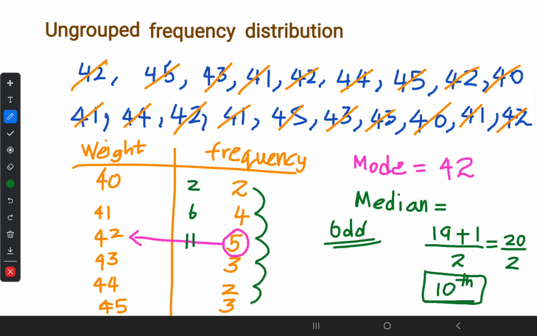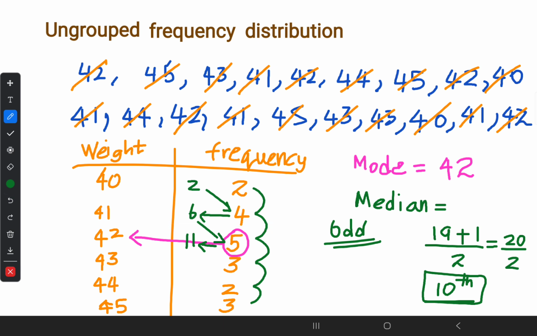So the initial frequency of 2 is only representing the weight of 40. Then 2 plus 4: already 2 students were there, and with that another additional 4 students, totally 6. And 6 plus 5, you add this to obtain this, 11. So 11 means the 10th student is beyond this. Up to here only 2 students, up to here only 6 students.